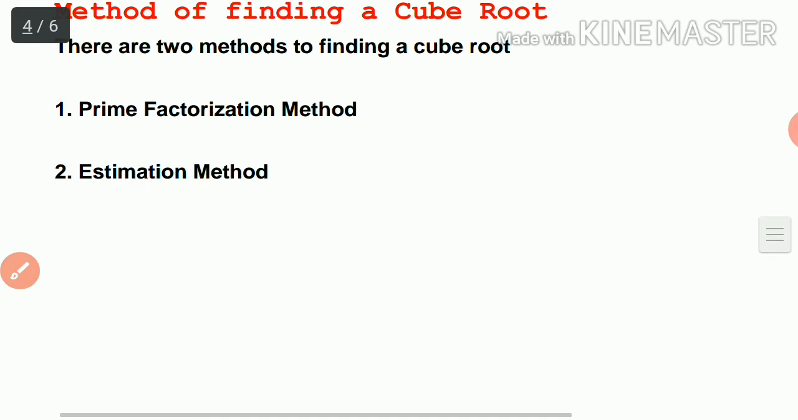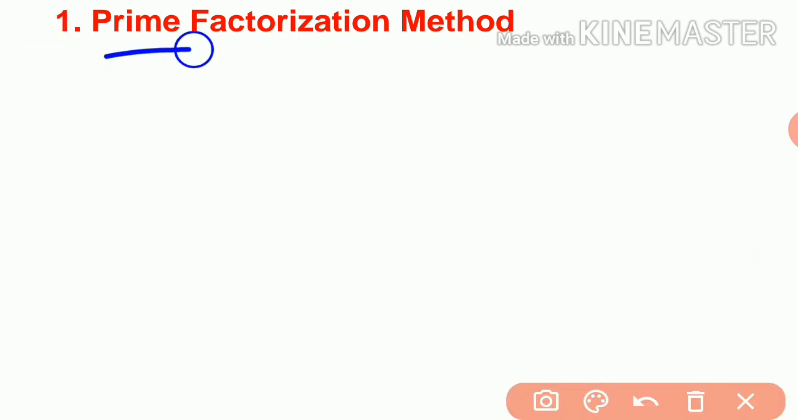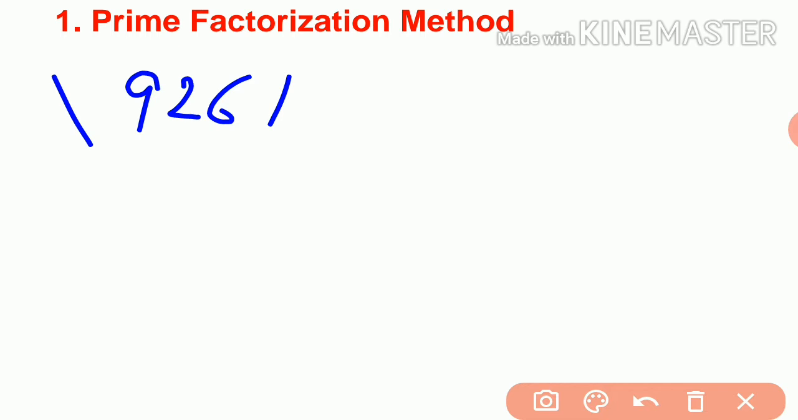So now we will start the first method, that is the prime factorization method. First method is known as prime factorization method, and let's take a question: 9261, find the cube root of this number by prime factorization method.